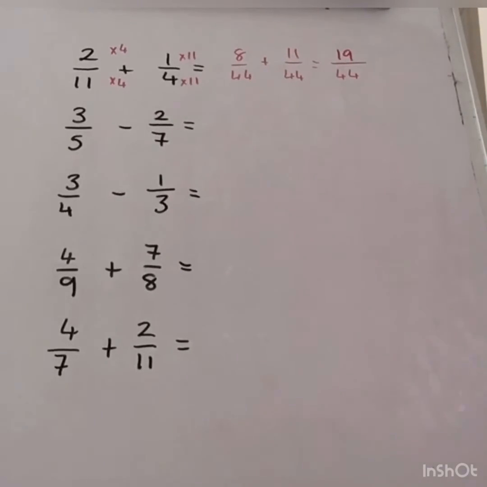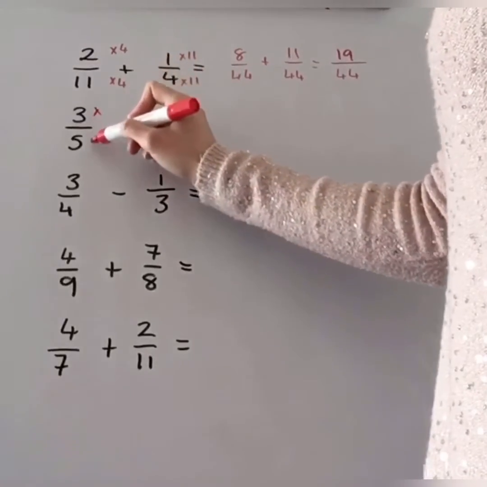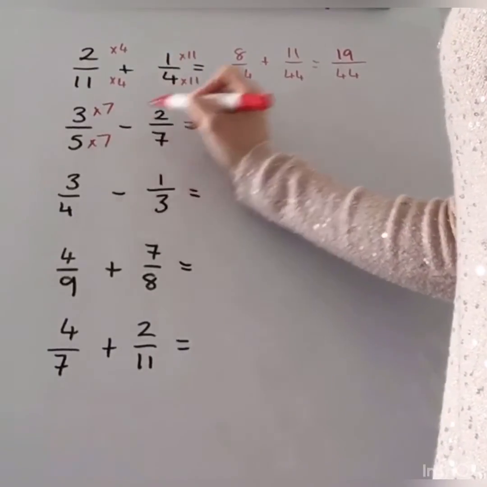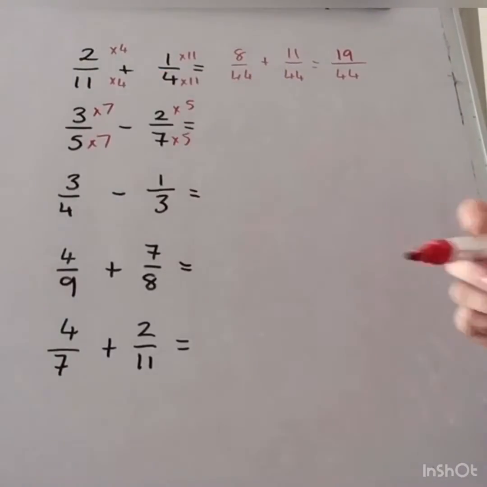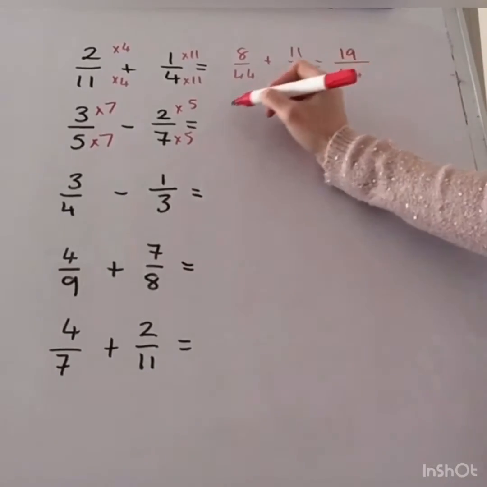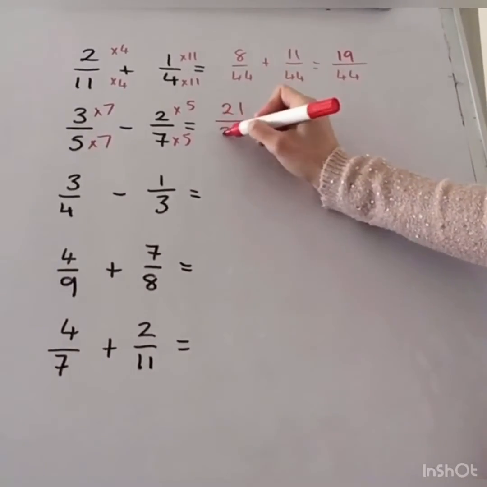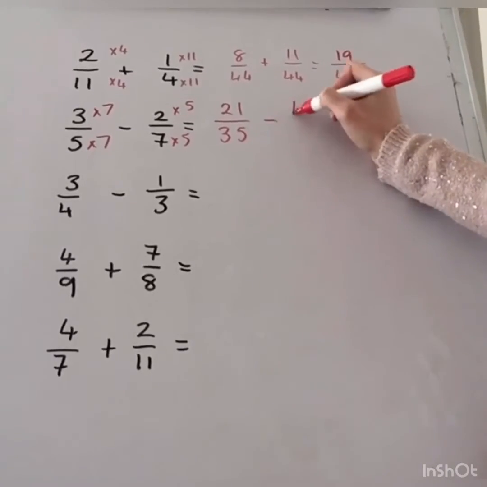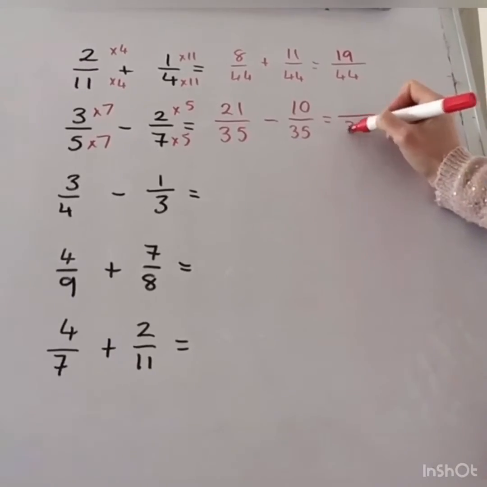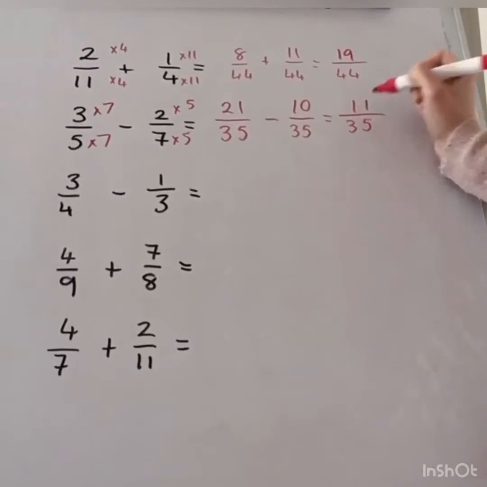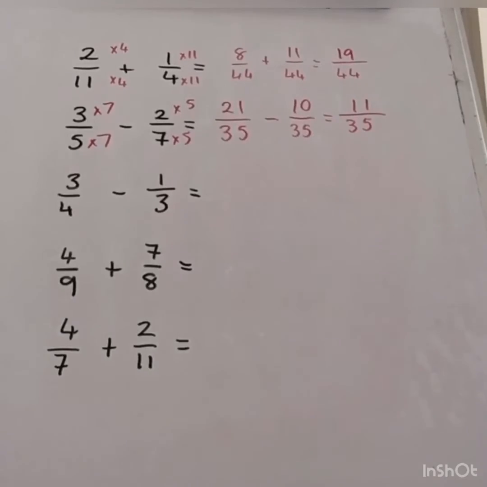Okay, for the next one, we cannot do anything to 5 to multiply it up to 7, so we just times the whole of the first fraction by 7 and the whole of the second fraction by 5. Remember, we're multiplying by the denominator of your other fraction. By doing so, we get 21 over 35 take away 10 over 35. Common denominator has been achieved, so we just take away 21, take away 10. So we get 11 over 35.